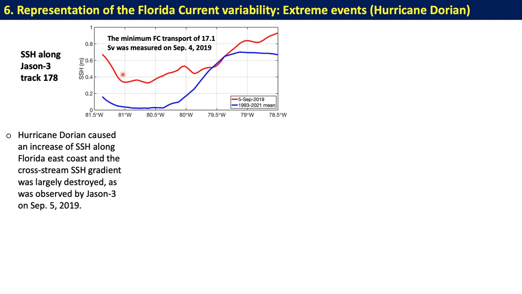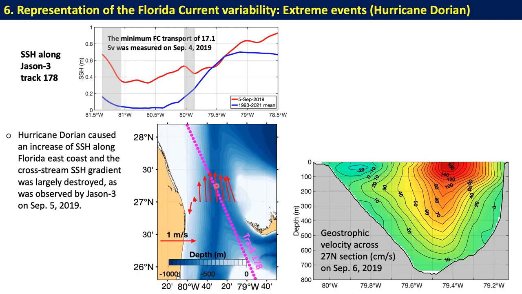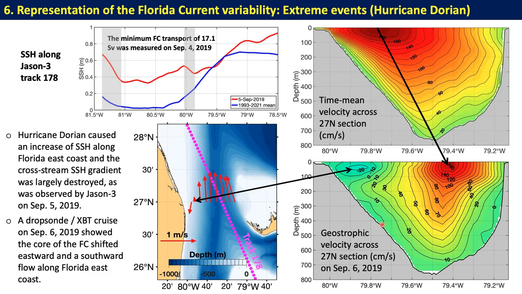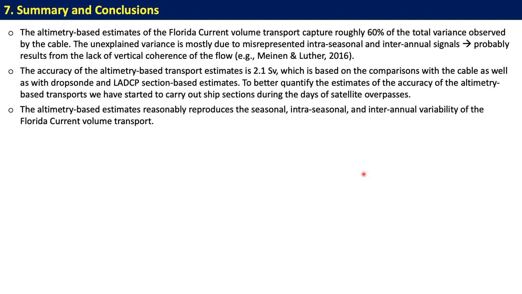And while there was huge devastation on land, fortunately for observations, there was neither damage to the building housing the cable voltage recording equipment, nor a power outage that would stop the recording. The previous record minimum Florida current transport of 17.2 Sverdrups was also measured during a hurricane. It was Hurricane Sandy that passed the Bahamas Islands on October 28, 2012. However, it should be noted that given the accuracy of cable estimates of 1.5 Sverdrups, the difference between the transports measured during these hurricanes is not significant.